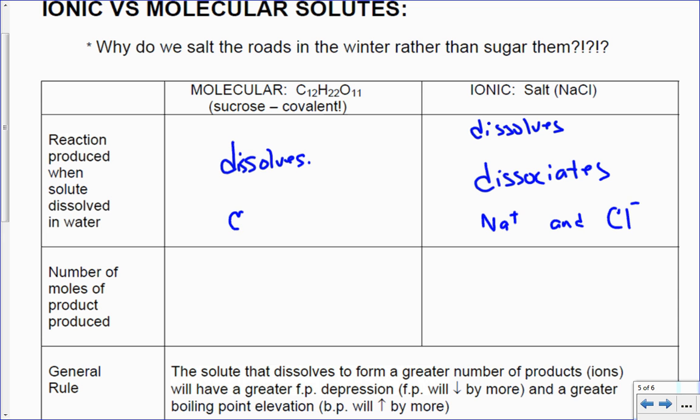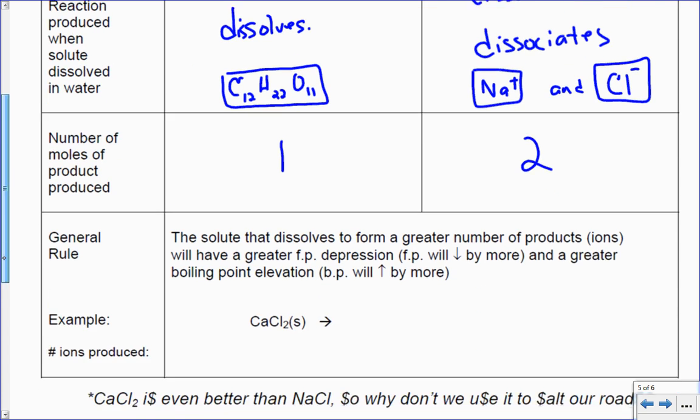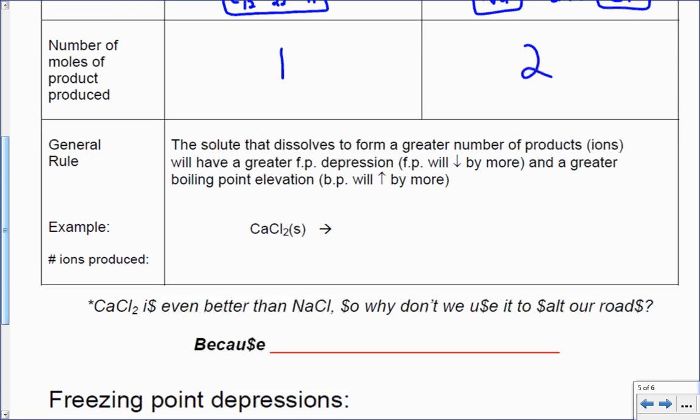Here, sugar is still just C12H22O11, and it will dissolve into packets of that, whereas salt dissociates into 2 packets. You see how it's 2 to 1? So the number of moles of products produced: here I'll get 1 mole in solution if I started with 1 mole. If I start with 1 mole of NaCl, I will end up with 2 moles in solution, a mole of Na and a mole of Cl. So the general rule: the solute that dissolves to form the greater number of products or ions will have the greater freezing point depression. The freezing point will decrease by more, and the boiling point will increase also.